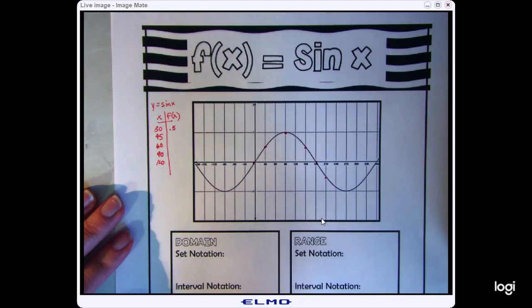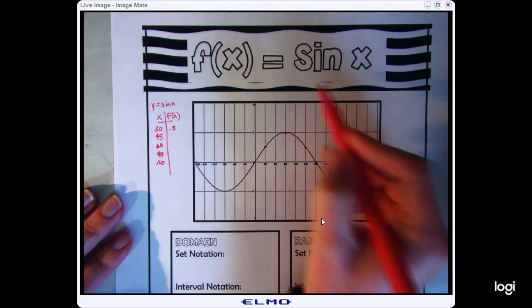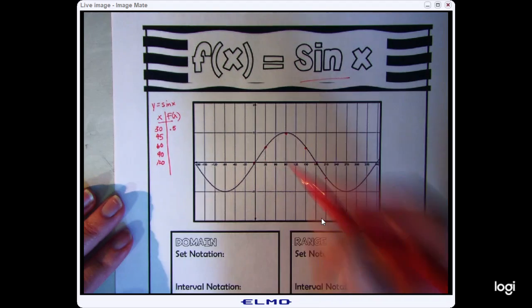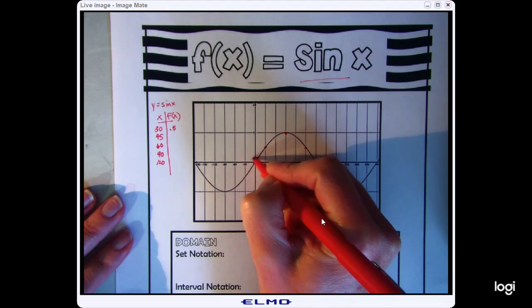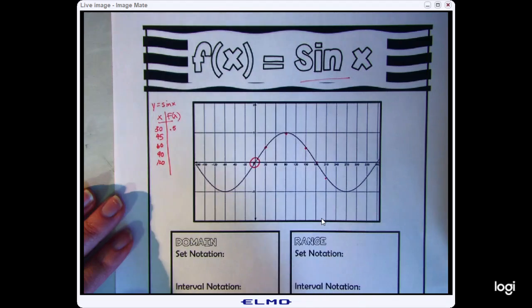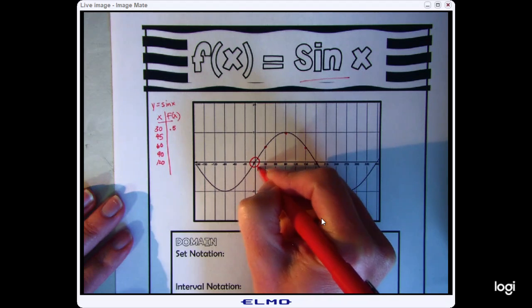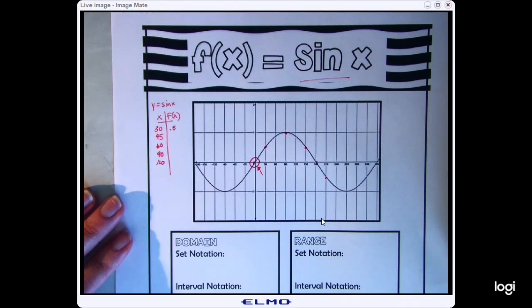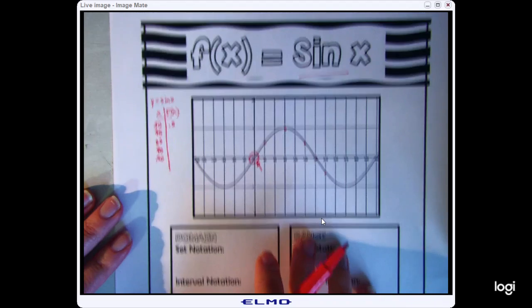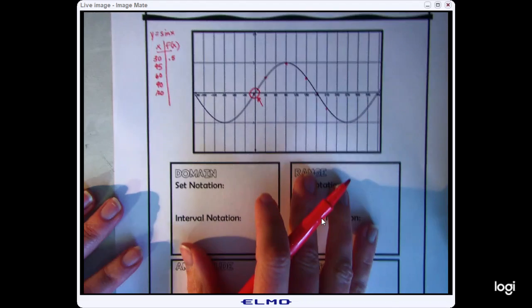So, a couple key things to understand about a sine wave is that it begins right here at the origin. And this is going to be key when we start graphing a cosine wave in a little bit. Now let's go ahead and fill in some of this information down here.